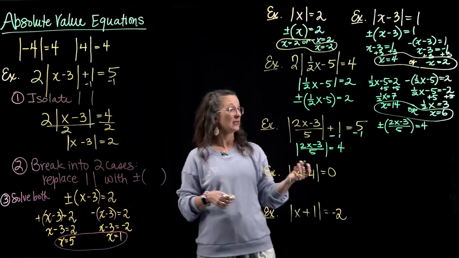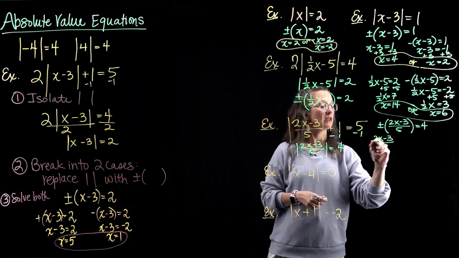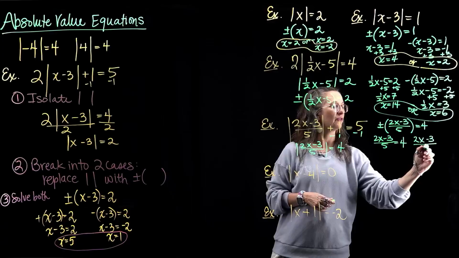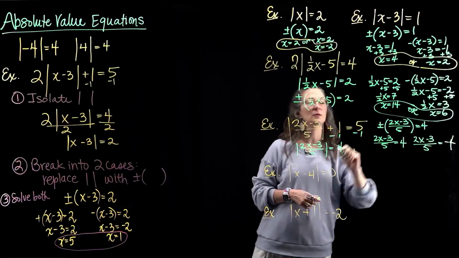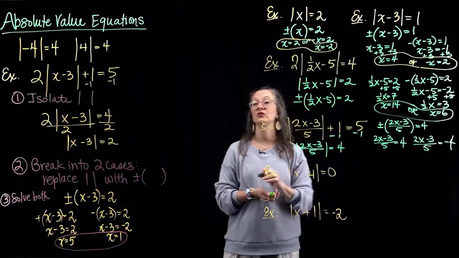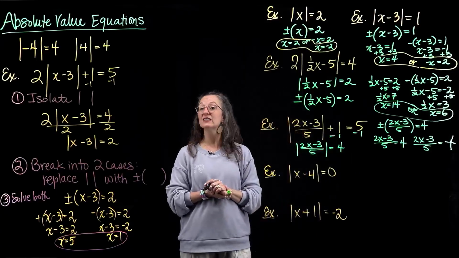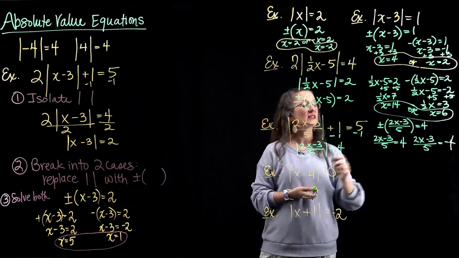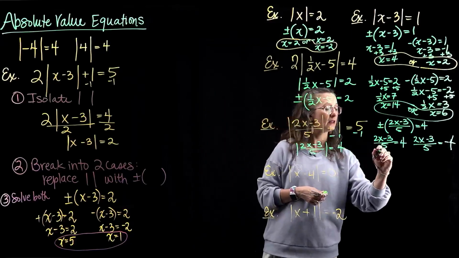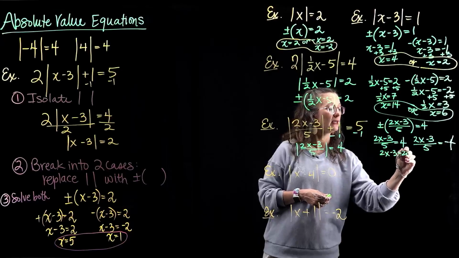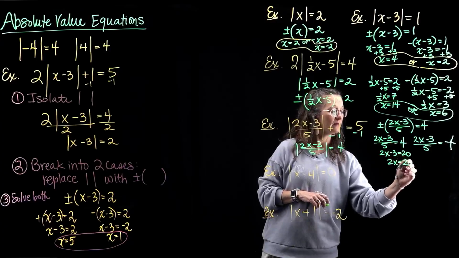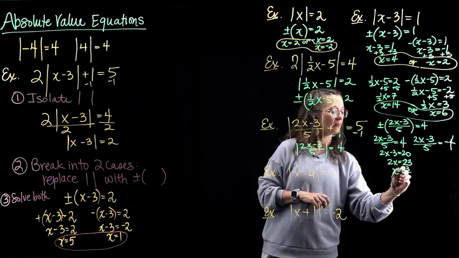I'll write that in its two cases. 2x minus 3 over 5 equals 4. And 2x minus 3 over 5 equals negative 4. I skipped a little step there, but I bet you're okay knowing that this negative always gets moved over to the other side. All right, let's solve. I'm first going to work on the 2x minus 3 over 5 equals 4. We'll multiply both sides by 5. So 2x minus 3 equals 20. Add 3 to both sides, 2x equals 23, and x equals 23 over 2.